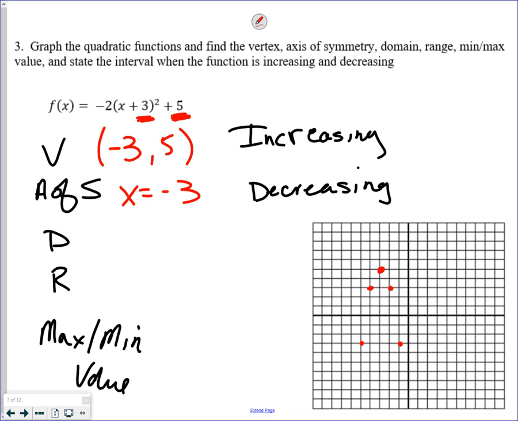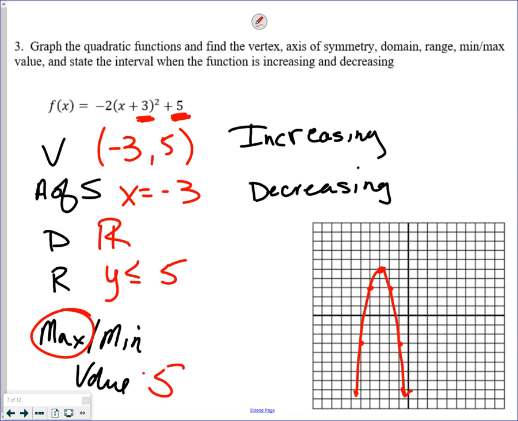Again, those of you that don't use the counting method and just use XY charts, by all means, that's fine. Domain, all real numbers. Range, y is less than or equal to 5, which means there's a maximum value of 5. Increasing and decreasing. This side is negative infinity to negative 3. That's the x value that it changes. This side then would be from negative 3 to positive infinity.